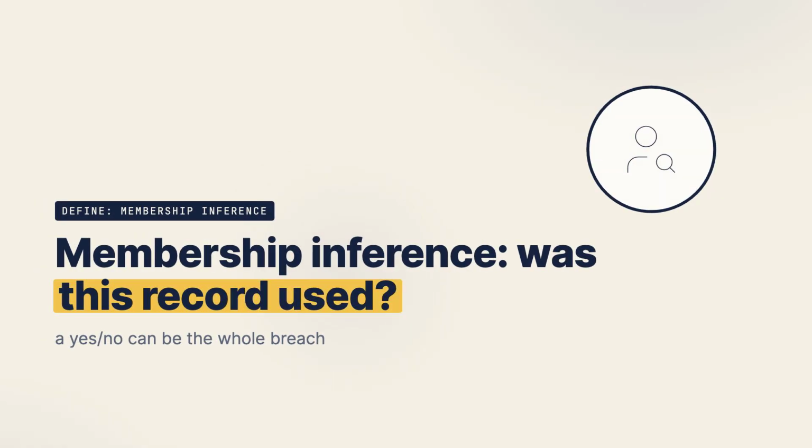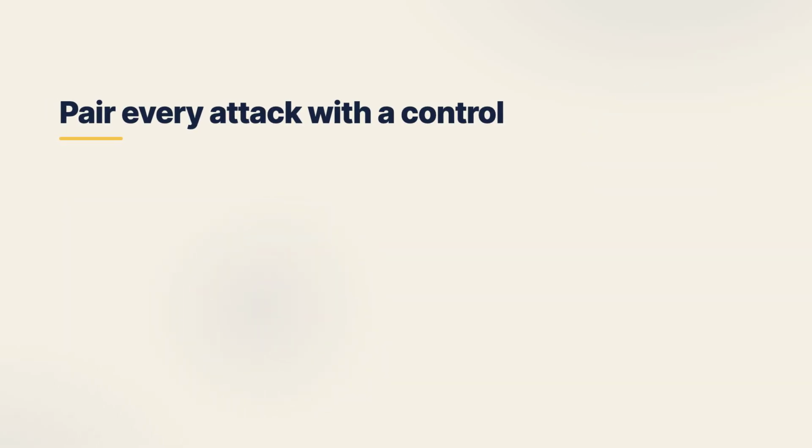So what is a membership inference attack? It determines whether a specific data record was part of a model's training set without ever seeing that training set directly. The attacker exploits the fact that models behave a little differently, often more confidently, on data they were trained on. And even a yes or no answer can be a serious privacy breach when being in the dataset is itself the secret. Now let's pair every attack with a control.